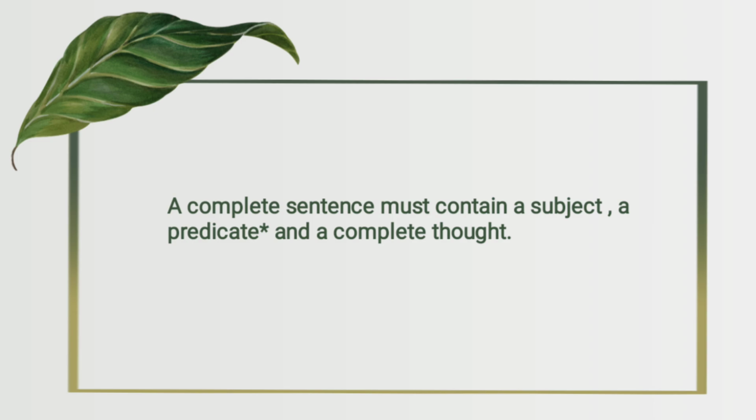So, if you wonder whether a sentence is complete or not, you have to measure it by these three standards. The first one is subject, the second one is predicate, and the last one is complete thought. I think everyone knows what a subject is, but some people might not know what a predicate is.